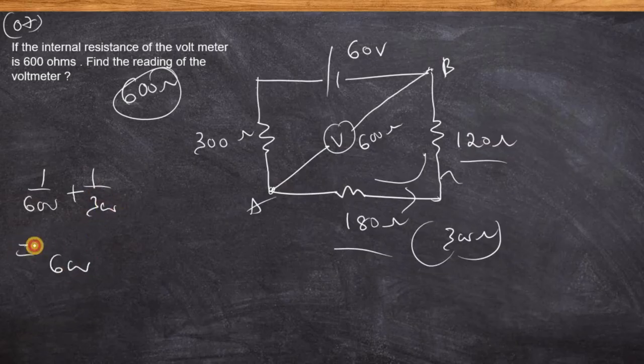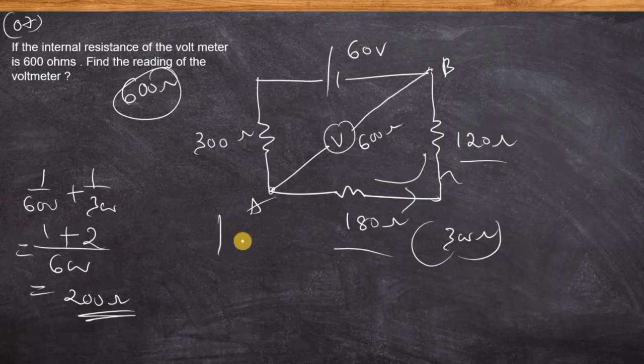So 600 again as the common denominator. So we get 1 here, we get 2 here. 600 divided by 3, that's 200 ohms. Right. So the equivalent resistance between A and B will be 200 ohms. So if we simplify the diagram a little bit now, it will be something like this.